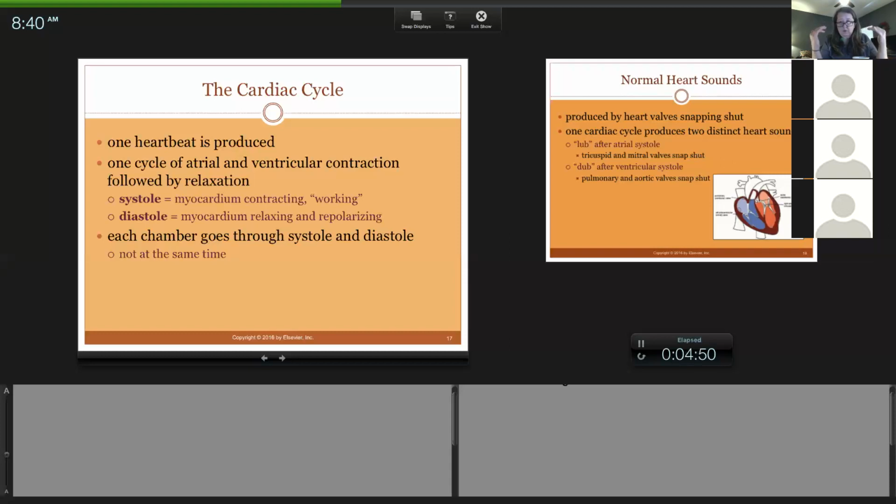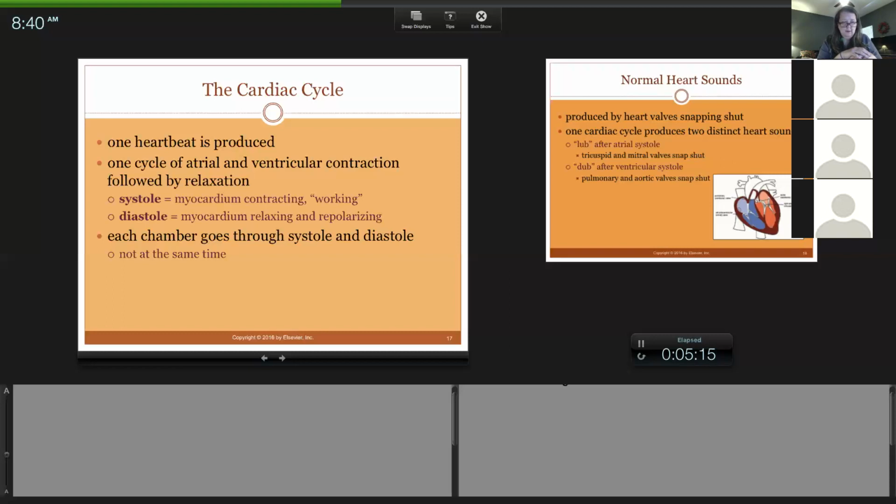Now, I always want to try to have people make mental connections. If I was to say to you on a test, how does a fast heart rate affect ventricular filling? What do you think I mean? And you can unmute yourself if you want to take a stab at it.